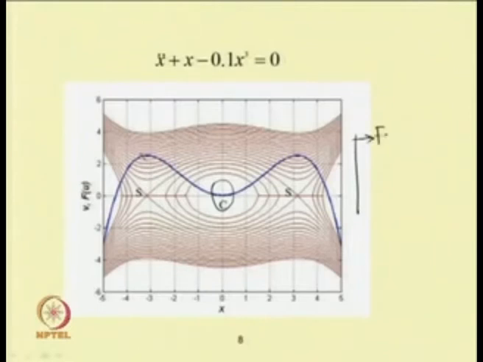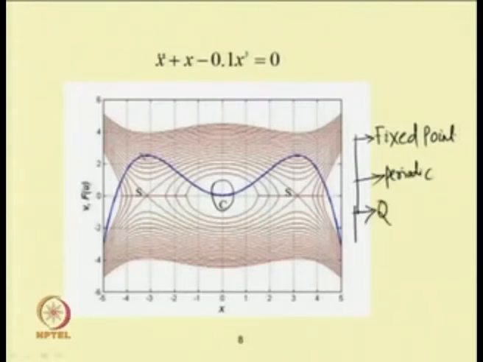First one is the fixed point response. Second one, we have a periodically varying system or periodic response. Third one, we have the quasi periodic response, and finally, we have the chaotic response.